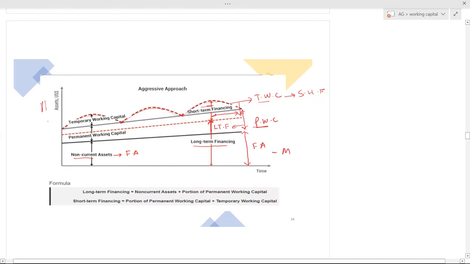So assets are on this side and this is time. Now the formula is: long-term financing is used to buy the non-current assets, that is fixed assets, plus a portion of permanent working capital, and short-term financing is used for a portion of permanent working capital plus temporary working capital. Okay, so matching, no matching.